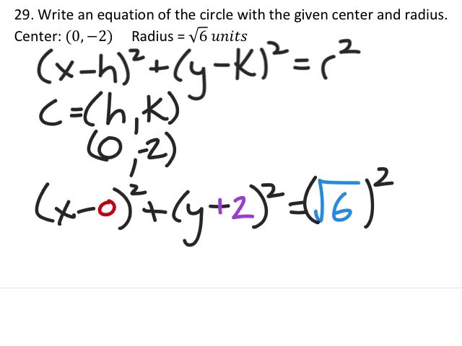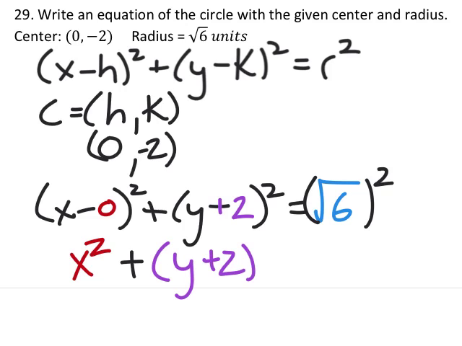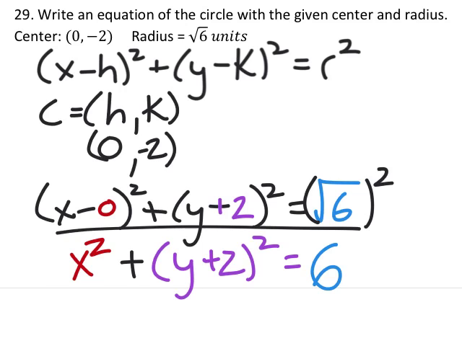Alright, so simplifying this, we'd go ahead and get just an x squared, and that would be plus, it's the same thing, y plus 2 squared. And the square root of 6 squared is 6. And that right there is our final answer.